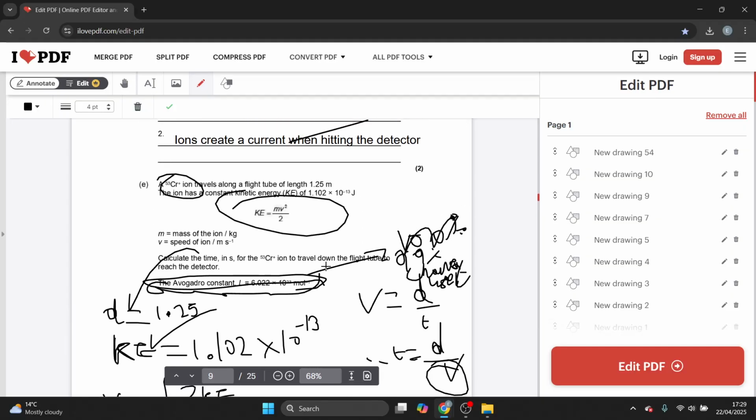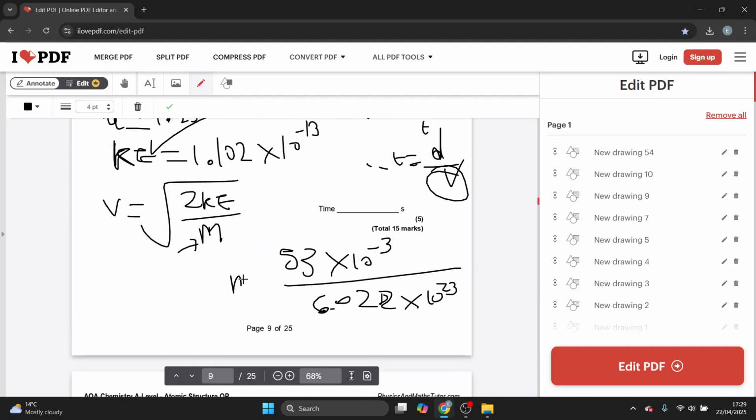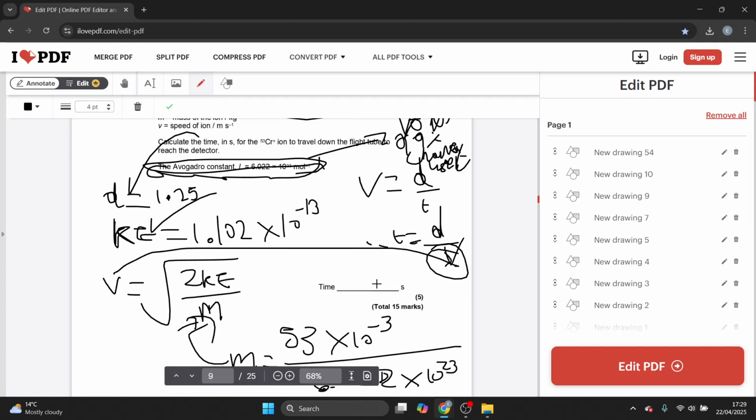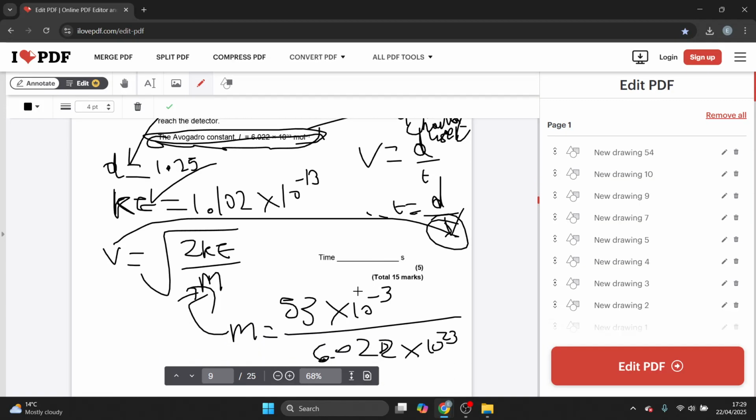And that would give you the mass. And then you just substitute it there. And then you've got the velocity. And then you substitute that into there. So it's just a bunch of rearranging formulas and substituting. Nothing complex, especially if you do A-level maths. But if you don't, then you might find it slightly difficult.